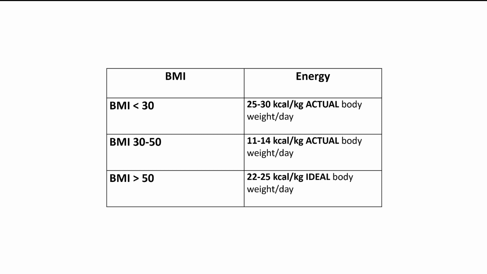So for BMIs of 30 to 50, the average daily energy requirement is 11 to 14 kilocalories per kg of actual body weight. And if BMI is above 50, it is 22 to 25 kilocalories per kg of ideal body weight.